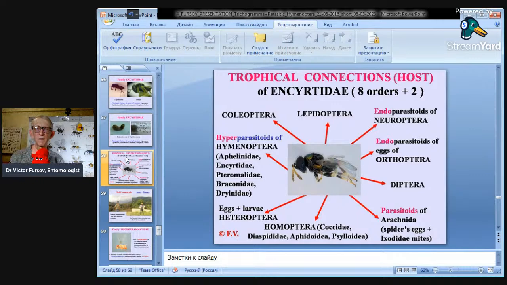So Eulophidae parasitoids are endoparasitoids, they are egg parasitoids, they are parasitoids of larvae, and they are also recorded as hyperparasitoids of different insects, indicated on this slide. Hyperparasitoids of many families of the order Hymenoptera as well, on the right side. So you see Aphelinids, they are parasitoids of Aphelinids, Encyrtids, the same family, Pteromalids, Braconids, and even Diprionids.